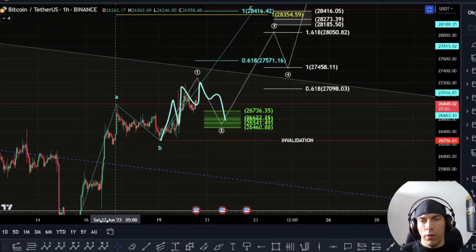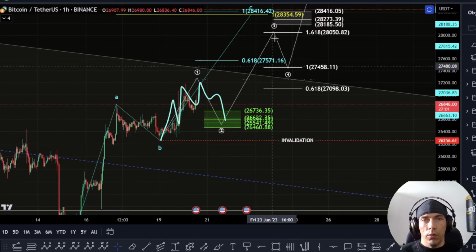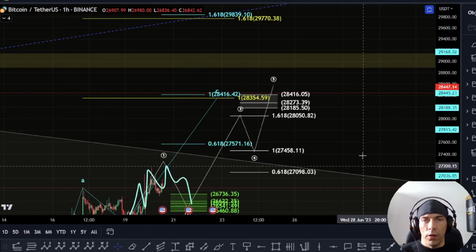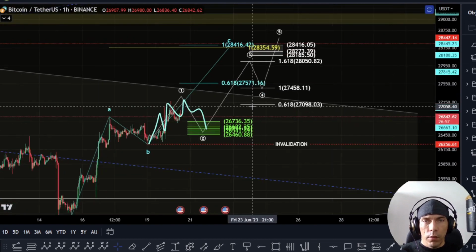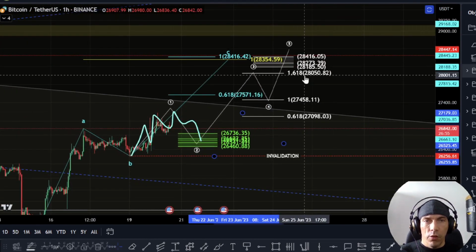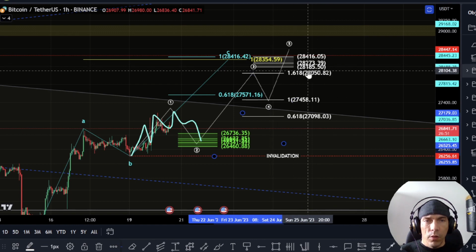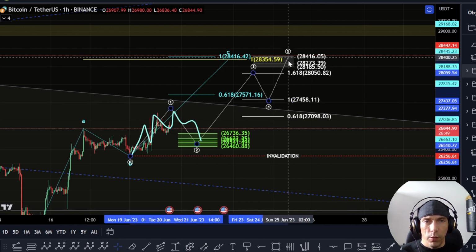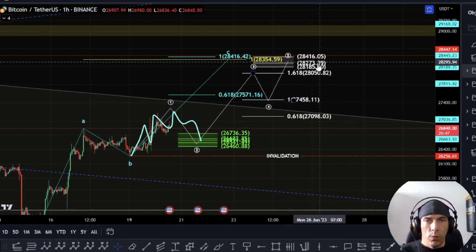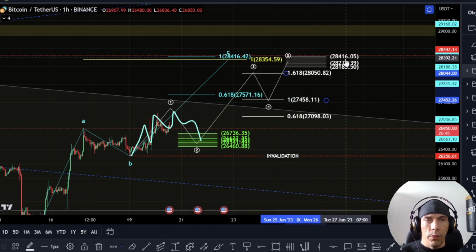So this would just be looking at this developing into an A, B, 1, 2, 3, 4, 5 for this C wave here. Now, with this count, what we'd be looking for as confirmation would be a move up towards this 28K region, and then we'd be looking for an additional fourth and a fifth here, which could look to take us up towards this zone of 28,416 to 28,185.